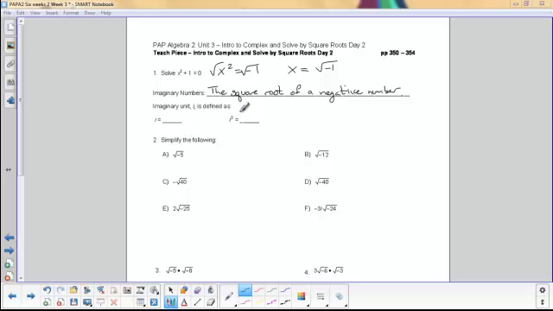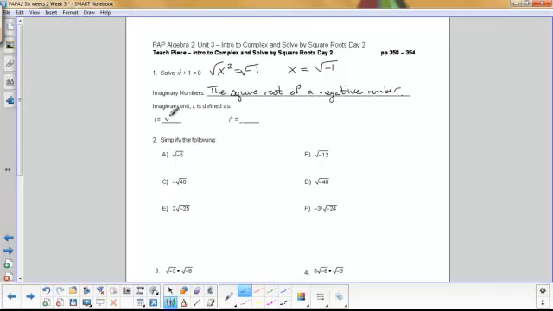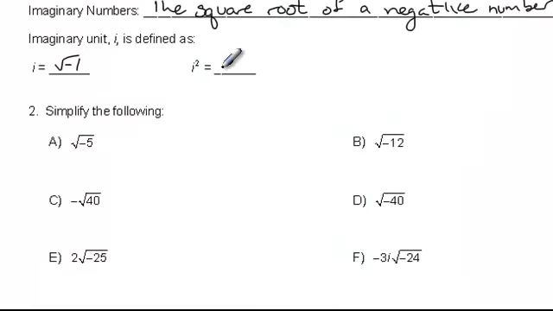Integral to complex and solving square roots, day 2. Today we're going to introduce the imaginary number i, and i is calculated by solving this simple equation here. i is the square root of -1. i is used to help describe or explain the solutions to a parabola that doesn't touch the x-axis.